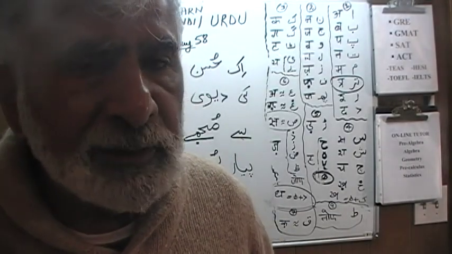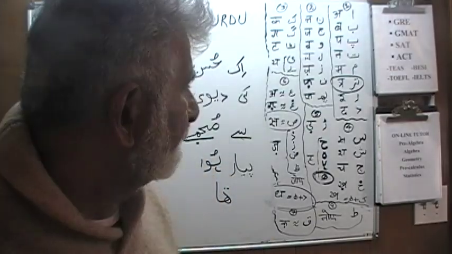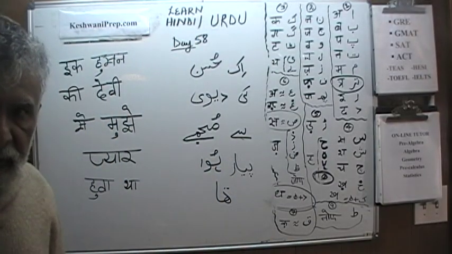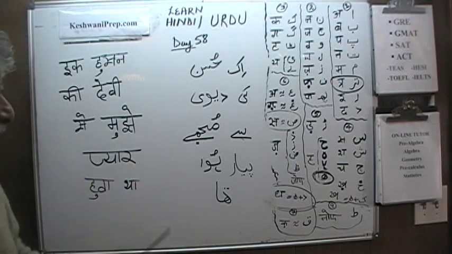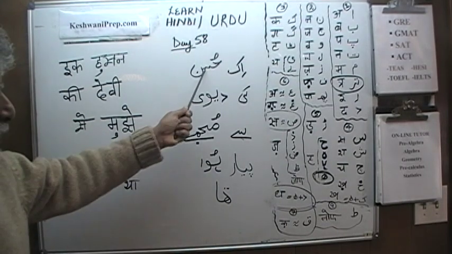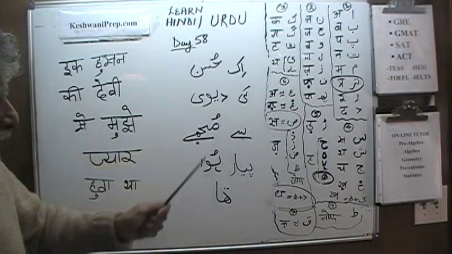Once I was in love with the goddess of beauty. That's what it says. Devi is the goddess. Devi, right here, is the goddess. Husn is the beauty. Husn ki devi means goddess of beauty.